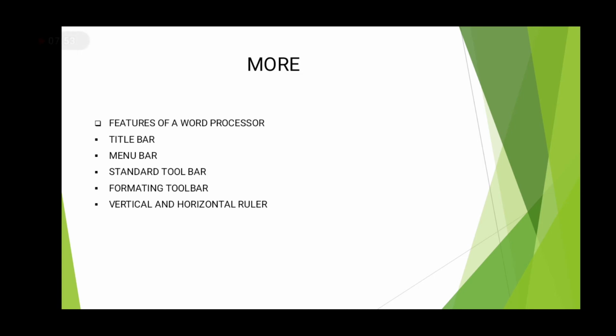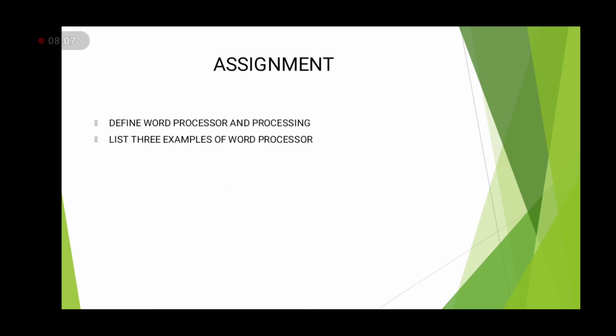Please, after my explanation, I will give you an assignment which you will submit in our next class. Assignment: define word processor and word processing. Number 2, list 3 examples of word processor. Try as much as you can to submit it in the next class that you will have.